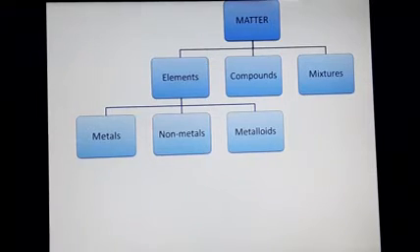Now, we have studied earlier that matter is anything that occupies space and has mass. And matter is of three types. They can either be elements, compounds, or mixtures. And we also know that elements are of further three types: metals, non-metals, and metalloids. Whereas compounds are nothing but two or more elements which are combined together in a fixed proportion of their masses. And mixtures are either two compounds or maybe elements and compounds mixed together in any proportion.